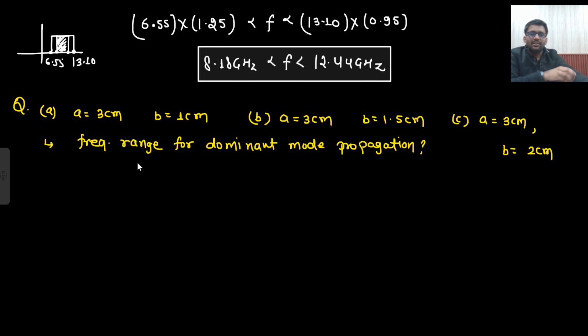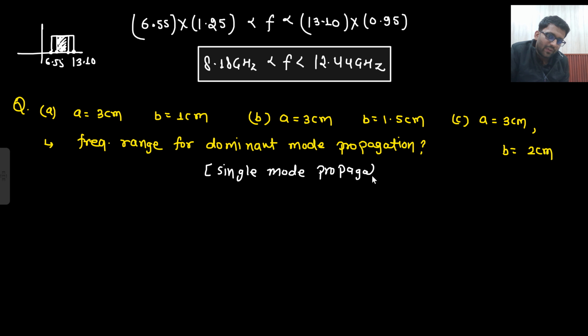Let's see this question. If A is equals to 3 centimeter, look, there are three questions. A is equals to 3 centimeter, B is equals to 1 centimeter. A is equals to 3 centimeter, B is equals to 1.5 centimeter. A is equals to 3 centimeter and B is equals to 2 centimeter. Frequency range for dominant mode propagation, that means only one mode should be propagated. You need to find the frequency range for single mode propagation. This is the question. Okay. For single mode propagation, what should be the frequency range? Again, the same kind of question is being repeated, but we will make a conclusion out of it.